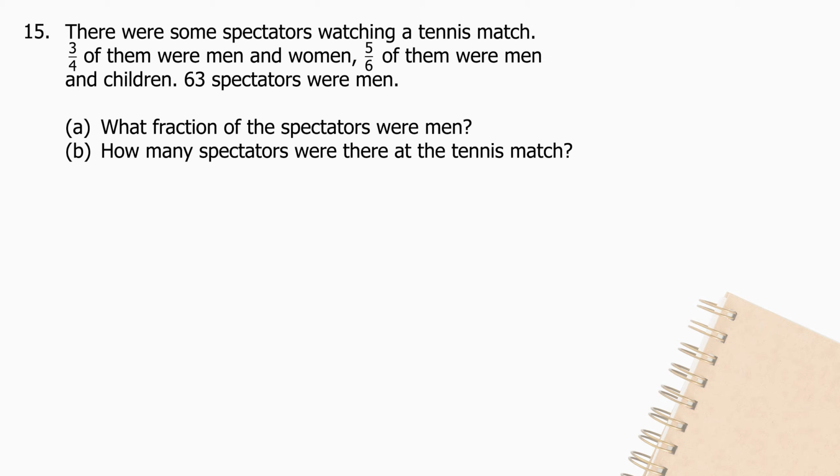Question 15. There were some spectators watching a tennis match. 3/4 of them were men and women. 5/6 of them were men and children. 63 spectators were men. A. What fraction of the spectators were men? B. How many spectators were there at the tennis match?